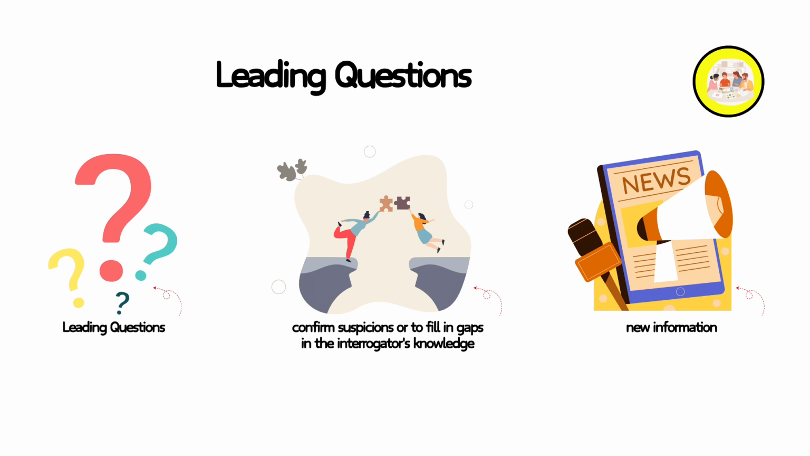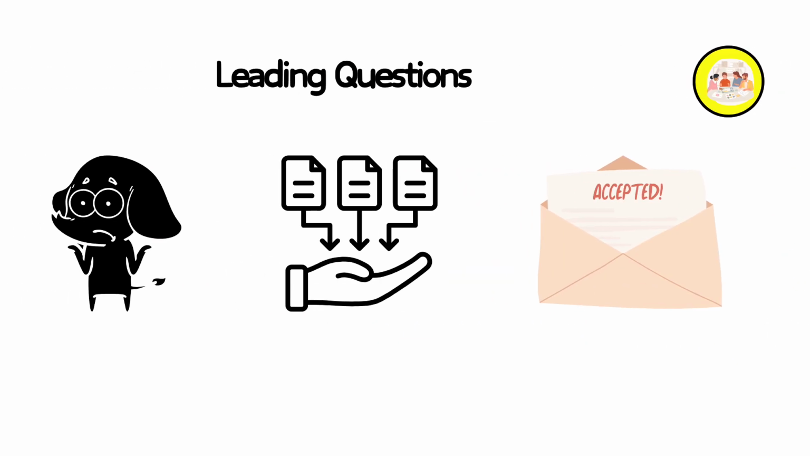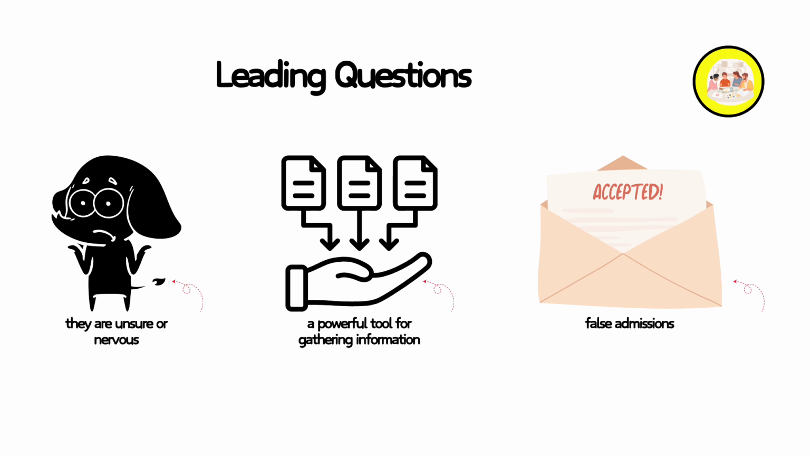Leading questions can also be used to introduce new information subtly, such as, "When you took the money, did you plan to return it?" This method relies on the suspect's tendency to agree with the interrogator's statements, especially if they are unsure or nervous. It can be a powerful tool for gathering information, but it must be used judiciously to avoid leading the suspect into false admissions or creating contradictions that can be exploited later.